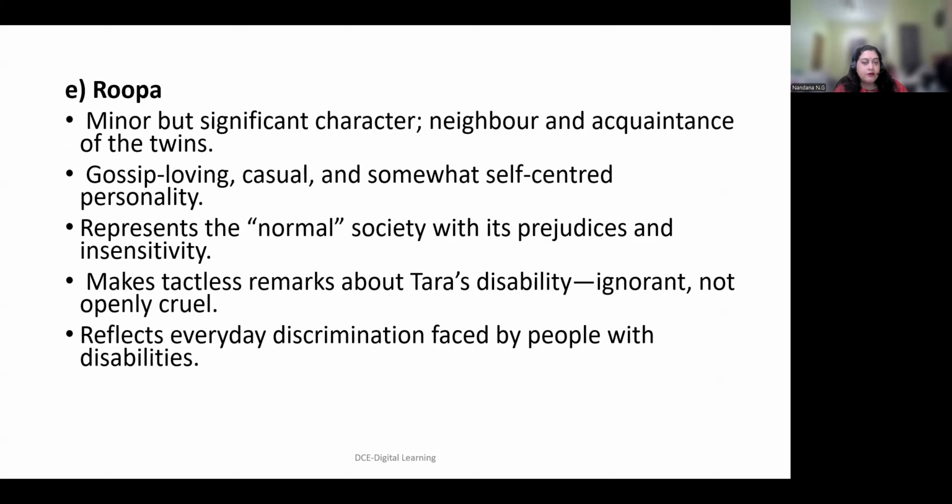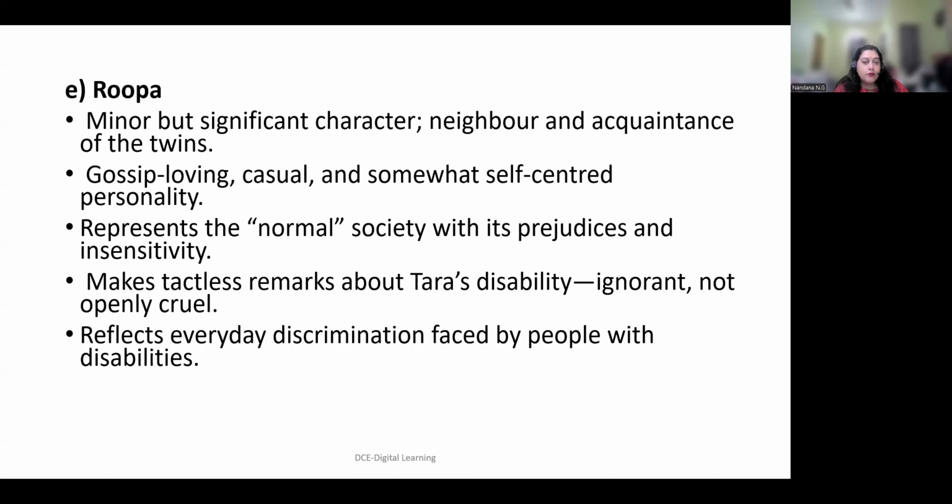Rupa is a gossip-loving, casual, and somewhat self-centered personality. She represents the normal society with its prejudices and insensitivity. Rupa makes tactless remarks about Tara's disability. Being a friend, she mocks Tara's disability. She is ignorant but not openly cruel. Rupa reflects everyday discrimination faced by people with disabilities.